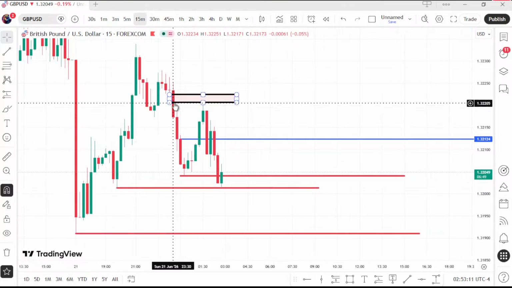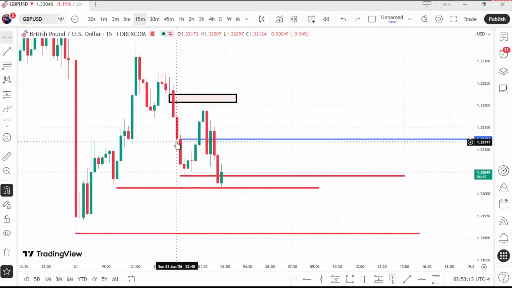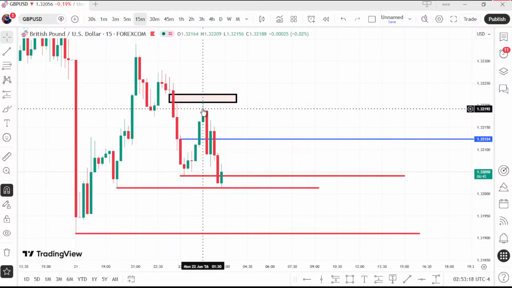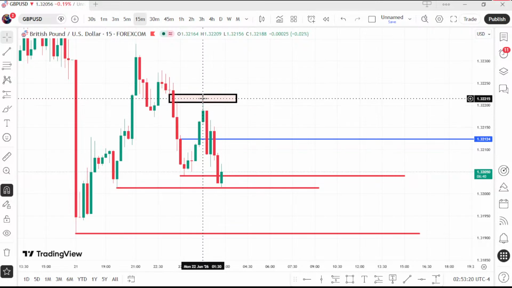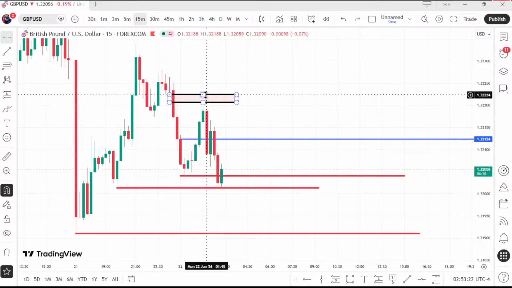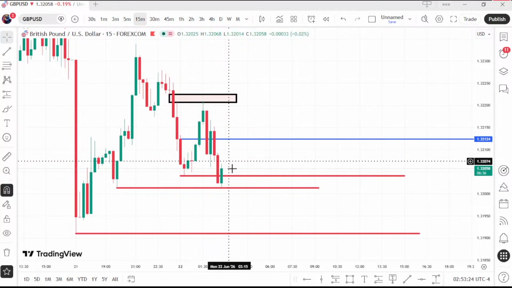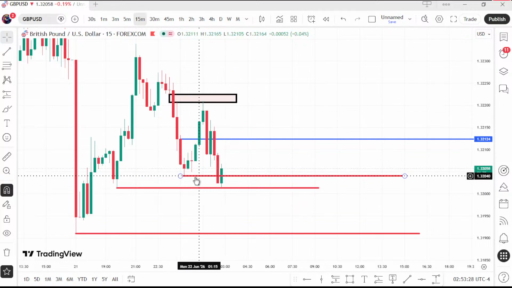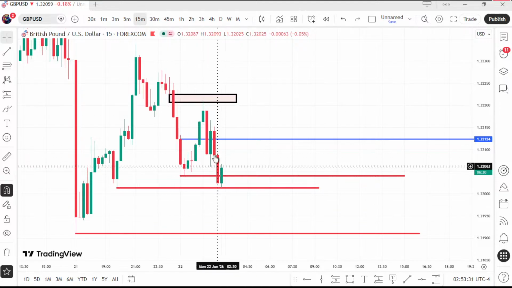So I marked this fair value gap here. This was a fair value gap that I marked above the midnight opening price. So this was an internal range. Okay, yes, it was outside the kill zone, but it's usually 2 to 5. But I actually knew that around the kill zones, price will do some small scalp.